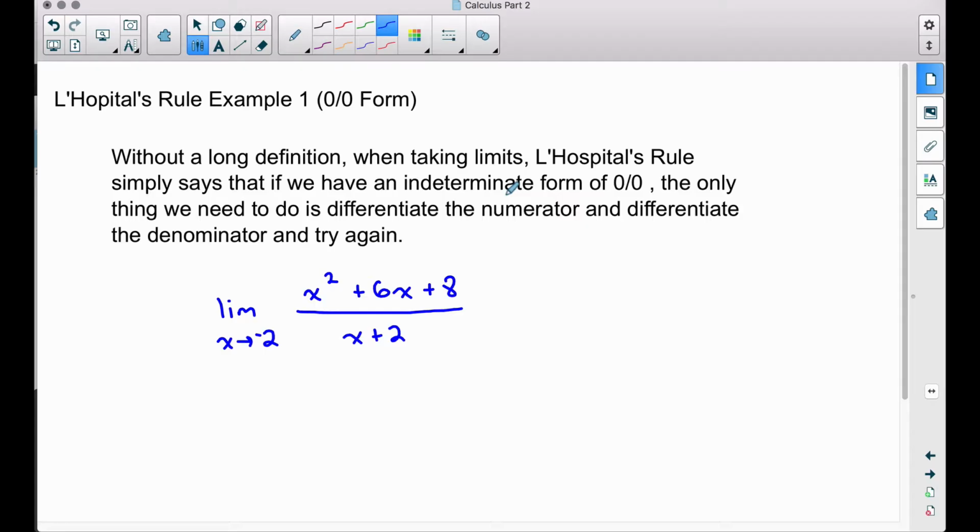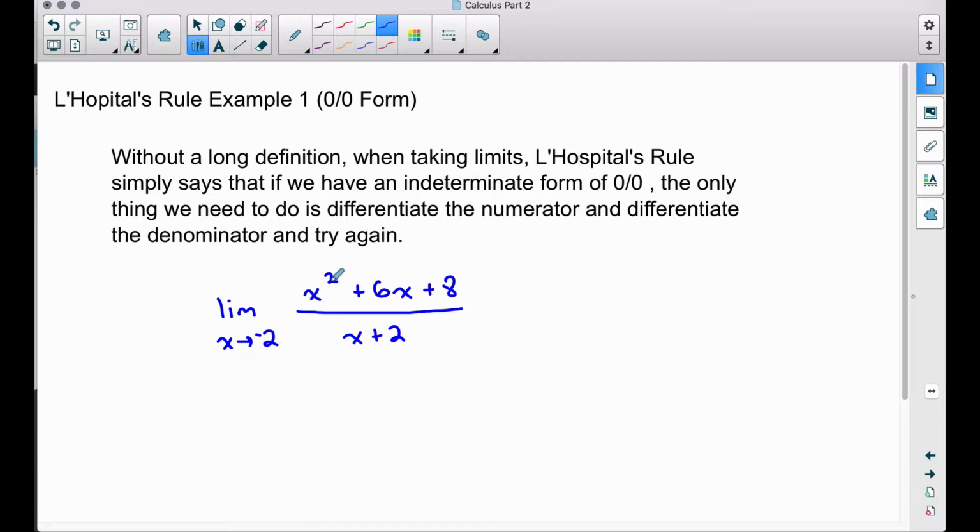In this video, we're going to look at L'Hopital's rule, and this is example one of many examples in this next series of videos. This particular example covers the 0 over 0 form. Let's try to find this limit, then we'll come back and talk about this. The limit as x approaches negative 2 of this rational function. Let's try direct substitution first.